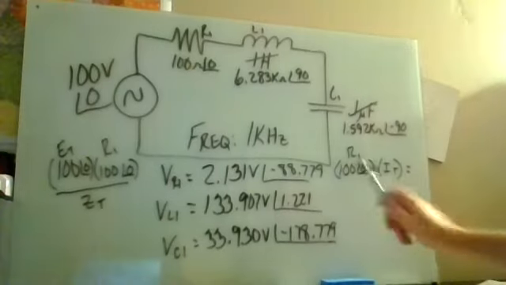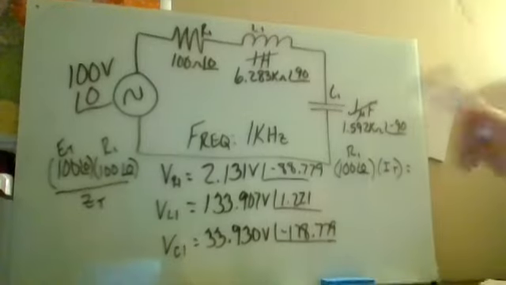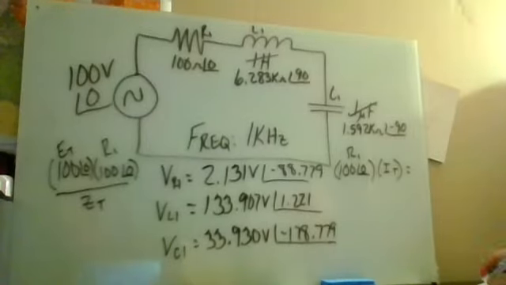So here you would just hit 100 times alpha I and then hit equals. Over there you would put 100 at an angle of 0 times 100 at an angle of 0 divided by alpha Z equals. And it should give you your answers.